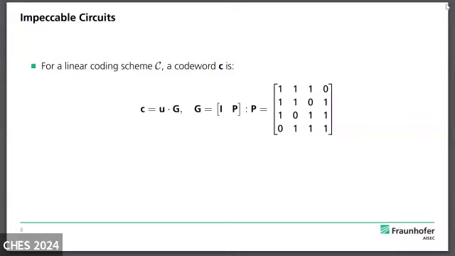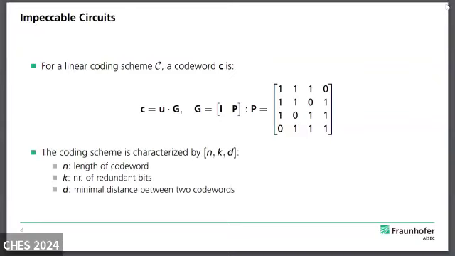And shortly recap coding schemes: I'm mostly going to talk about Hamming codes, and there you multiply your input with some generator matrix G, which is made out of the identity matrix and some encoding matrix P. So you basically get your original data and you get some encoded redundant data. And you characterize coding schemes by these three numbers here: the length of a code word, the number of redundant bits, and then most important for this talk, the minimal distance between two code words. So how many bits differ between two code words.